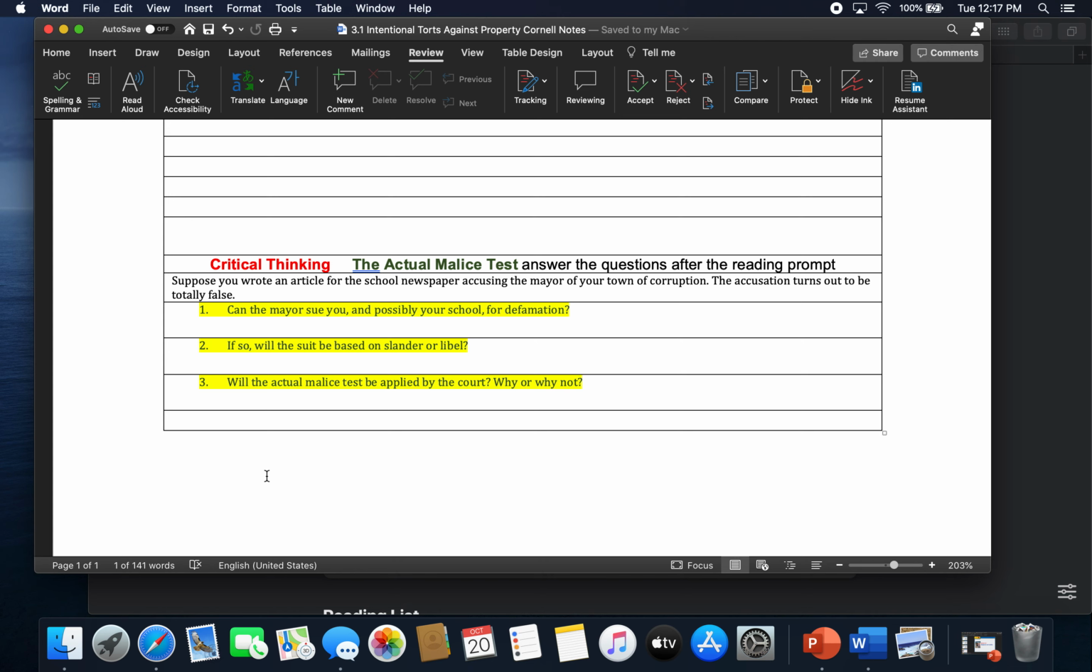And then thirdly, will the actual malice test be applied by the court? Why or why not? Reference back to the malice test and explain why or why it would not in this case. Once you complete it, you'll submit this assignment on Schoology.